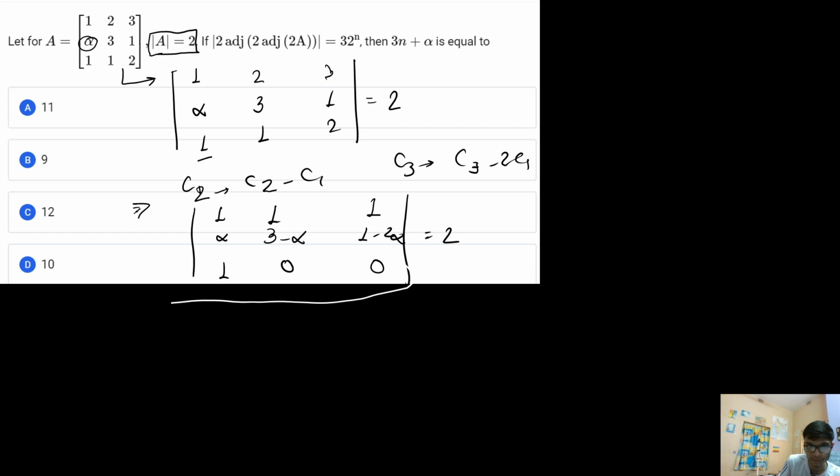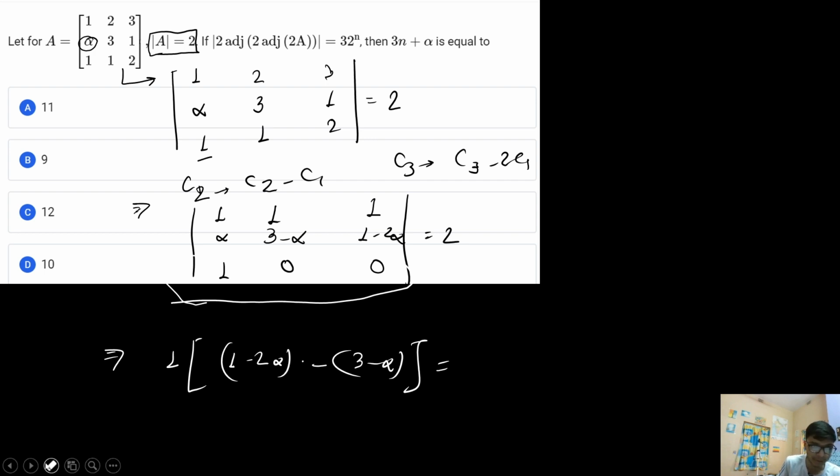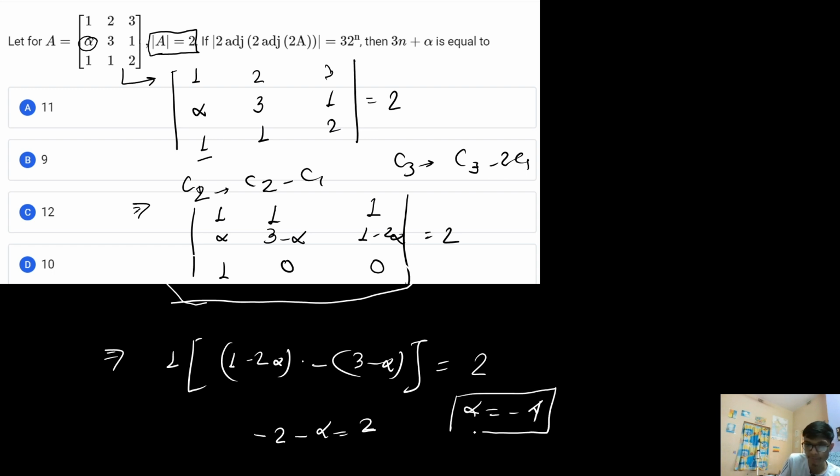If I expand along the third row, what I will get is the value 1 minus 2 alpha multiplied by 1 minus 3 minus alpha, and this particular value will be equal to, not 0, it will be equal to 2. So if I equate the value to 2 and solve, this will be 1 minus 3, that is minus 2, and minus 2 alpha plus alpha, that is minus alpha, is equal to 2. If I take this 2 to the other side, then what will the value of alpha be? That is minus 4. So alpha value is minus 4.